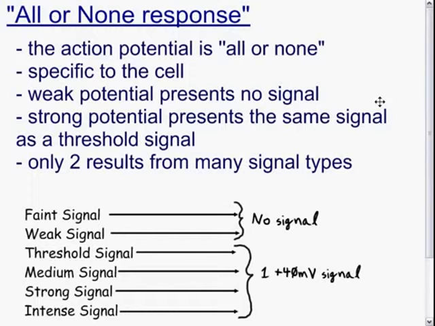A faint signal, a weak signal, will generate no response. Whereas if you just meet the threshold required to generate a signal, it'll generate a plus 40 millivolt signal, so will a medium, so will a strong, so will an intense signal. And so there are only two results from many different signal types. This is essentially a digital system. It's either on or it's off.